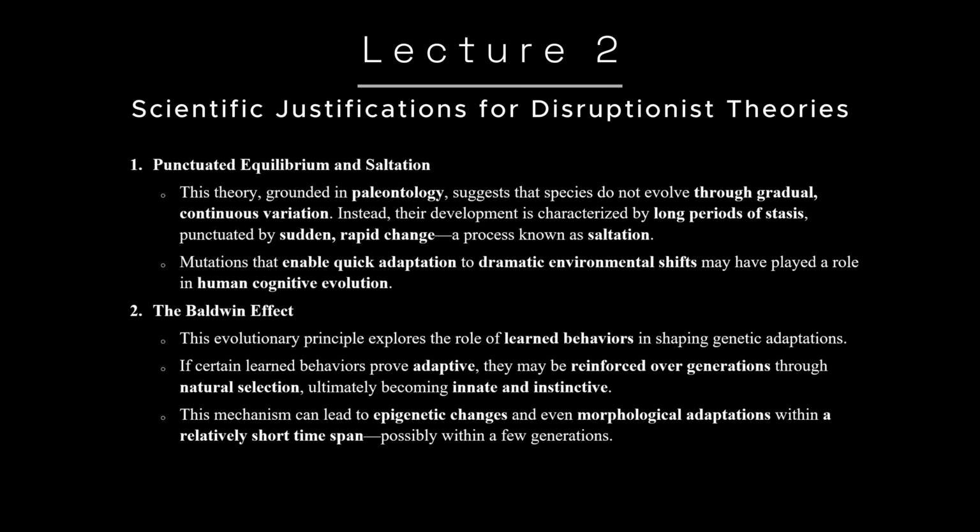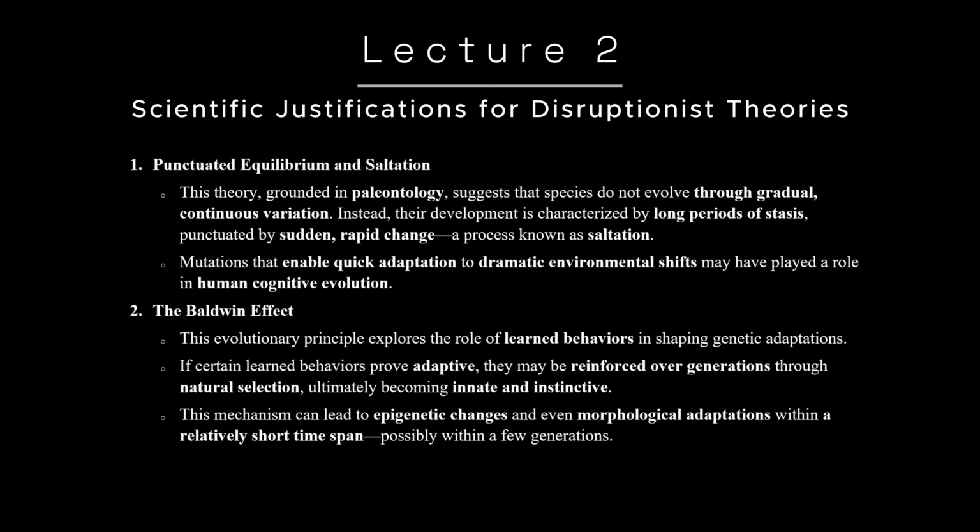Disruptionists have found reputable scientific explanations that provide an alternative to supernatural explanations. Two such theories include: 1. Punctuated equilibrium and saltation. This theory, grounded in paleontology, suggests that species do not evolve through gradual, continuous variation. Instead, their development is characterized by long periods of stasis, punctuated by sudden, rapid change, a process known as saltation. Mutations that enable quick adaptation to dramatic environmental shifts may have played a role in human cognitive evolution.